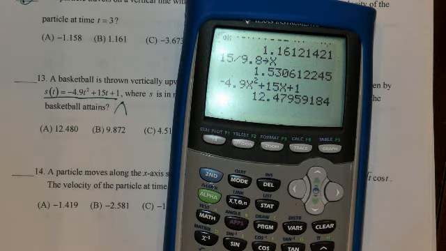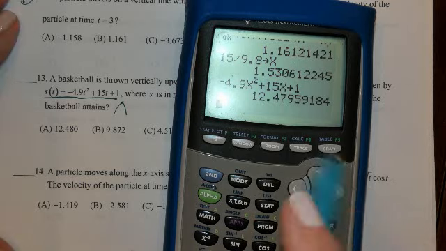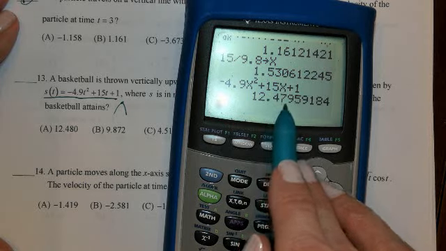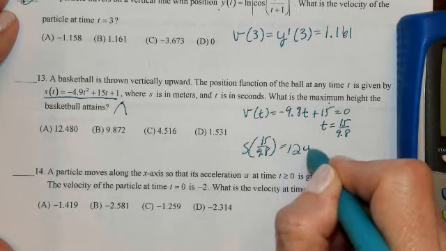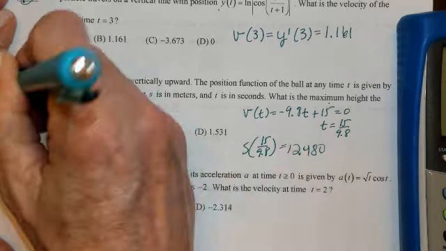And that'll be the height, the maximum height that it occurs. So 12.480. So A.